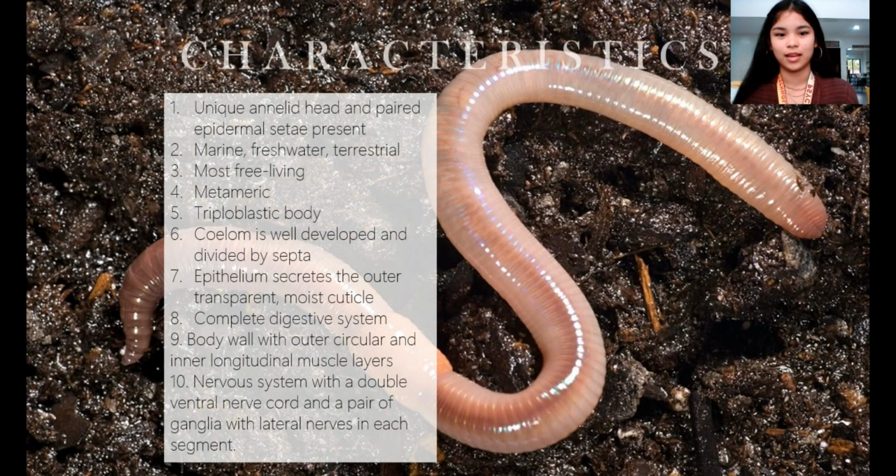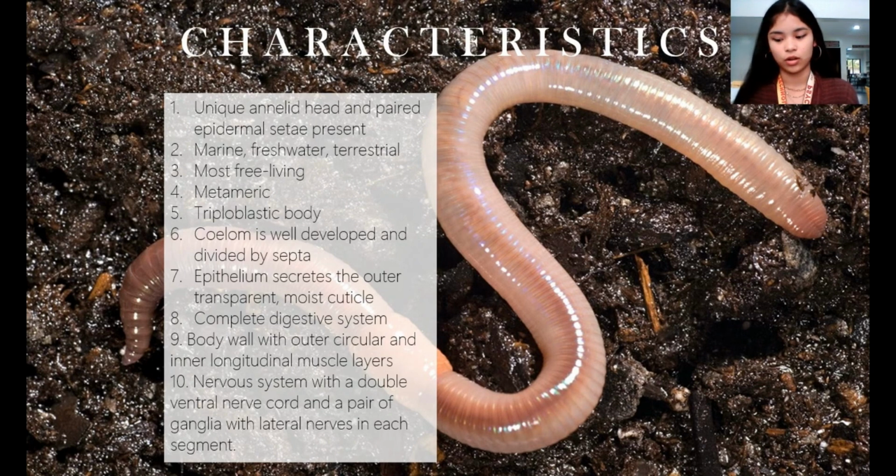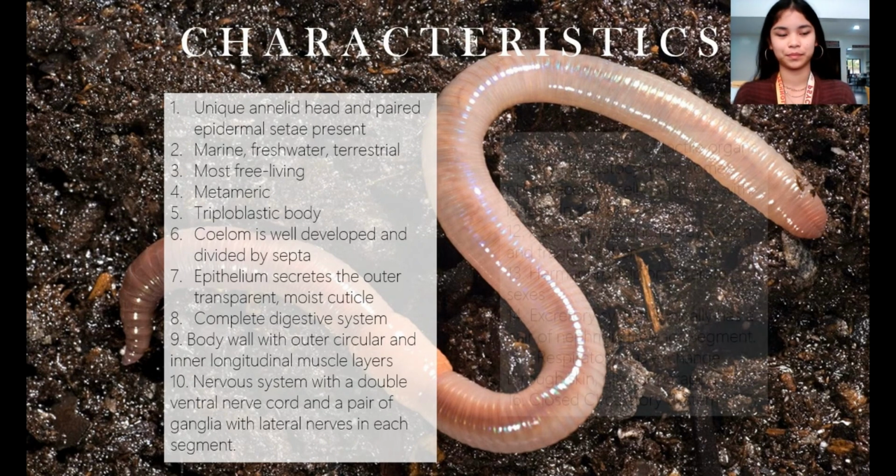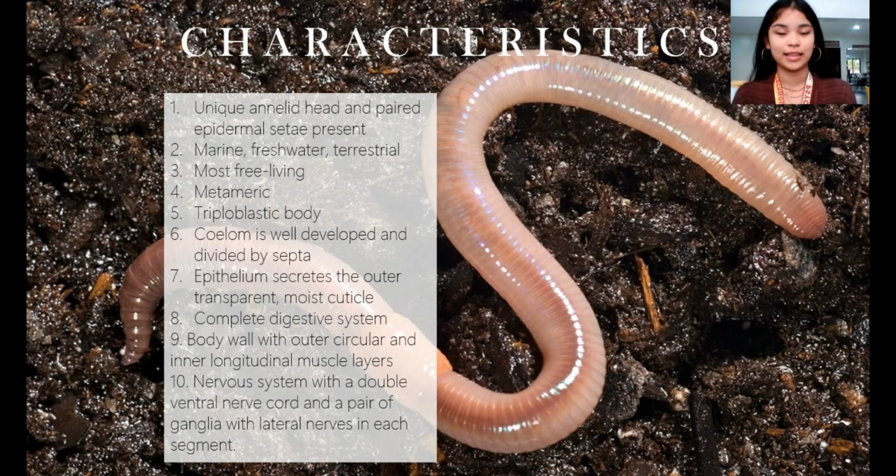Next. Here are the characteristics of phylum Annelida. First, it has a unique annelid head and paired epidermal setae present. Second, marine, freshwater, terrestrial. Third, moist, free-living. Fourth, metameric or segmented. Fifth, triploblastic body. Triploblastic meaning it has three germ layers, just like humans. Sixth, coelom is well developed and divided by septa.